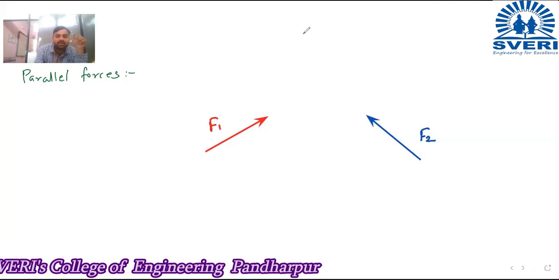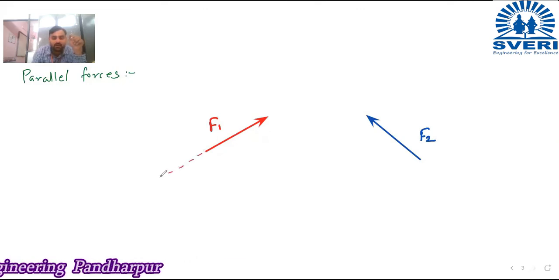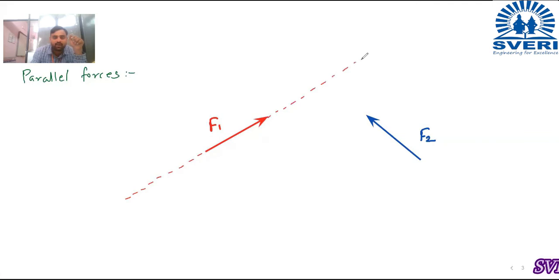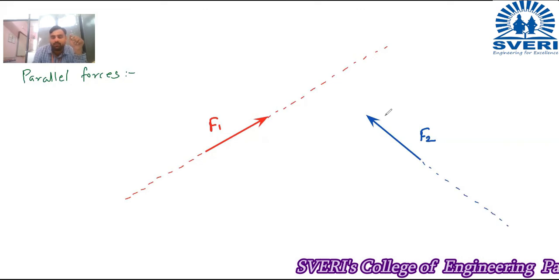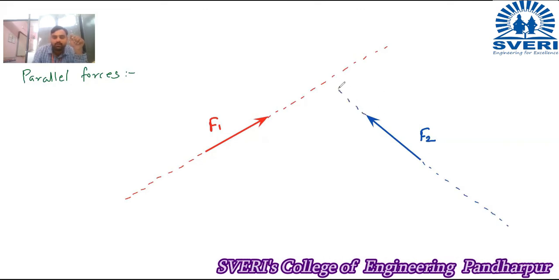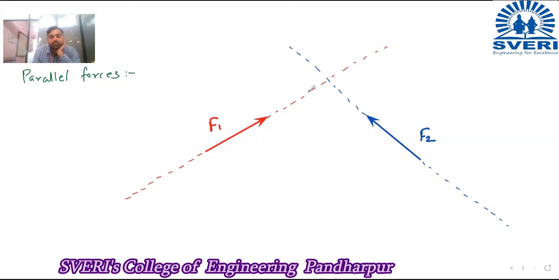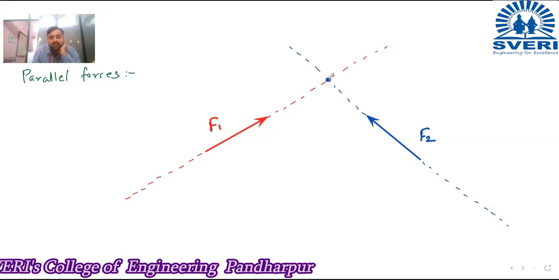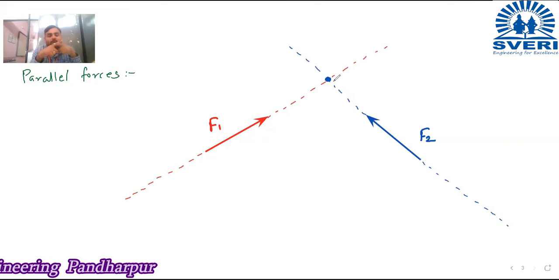Because when you extend their line of action, if I extend the line of action towards the back side and on the front side, it will be like this. Similarly, if I extend the line of action of F2 on the tail side and on the head side, it is like this. So if you extend the lines of action of these two forces, they intersect at this point. These two lines of action are intersecting somewhere. So these two are not parallel forces.